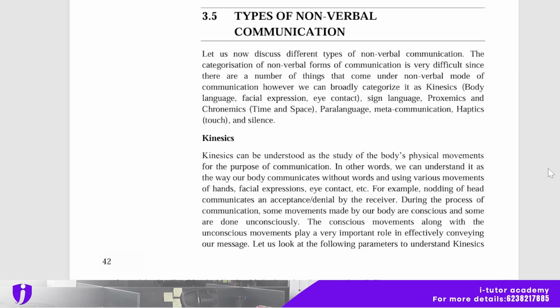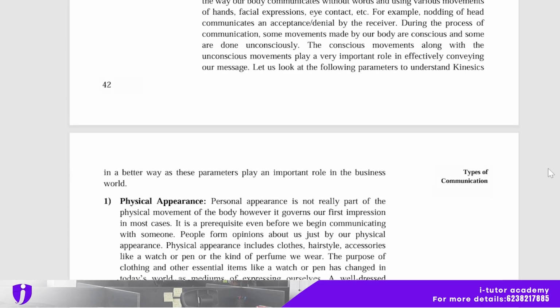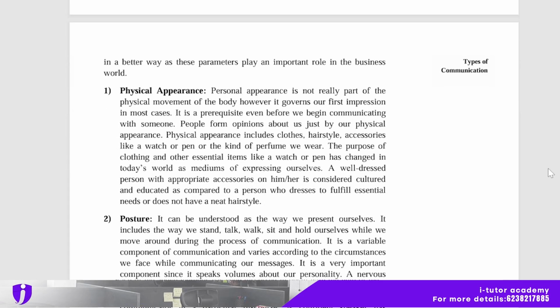So next is physical appearance. Personal appearance is not really part of the physical movement of the body. However, it governs our first impression in most cases. It is a prerequisite even before we begin communicating with someone.